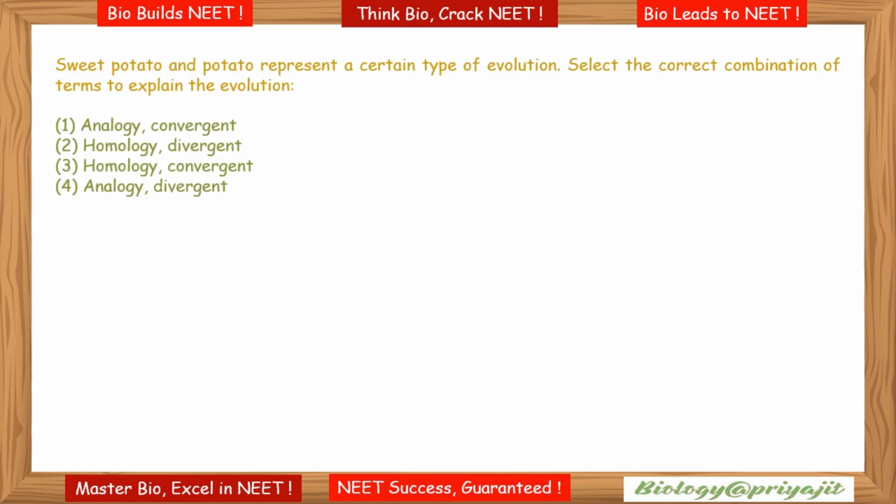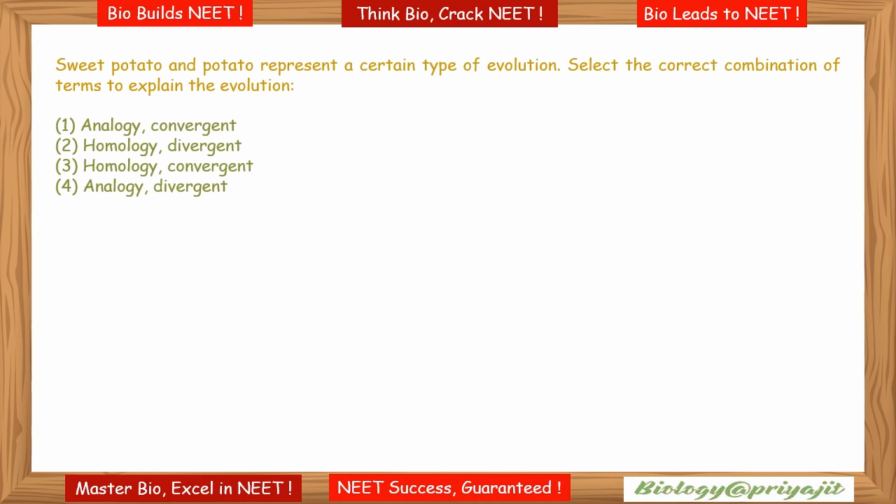So let's start. Sweet potato and potato represent a certain type of evolution. Select the correct combination of terms to explain the evolution. Basically, potato is a stem modification or tuber, while sweet potato is a root modification, that is root tuber. Both store food and perform similar functions but have different origins.